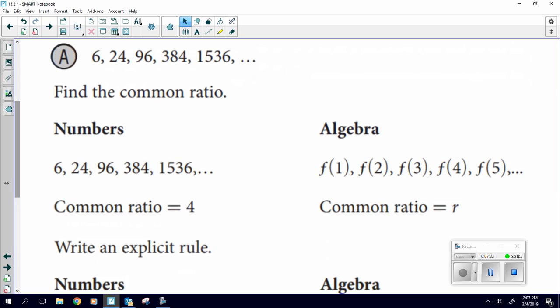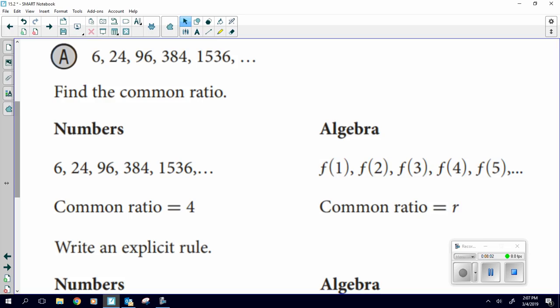Okay. So the first thing they're going to do, they got these terms: 6, 24, 96, 384, 1,536. Okay. But we first need to find the common ratio. And look, they've done it for you right here. They've already done all this. And they're talking about the algebraic part of it, okay? F of 1 is 6, F of 2 is 24, F of 3 is 96, so on and so forth. They take any two consecutive numbers, divide the second one by the first one.